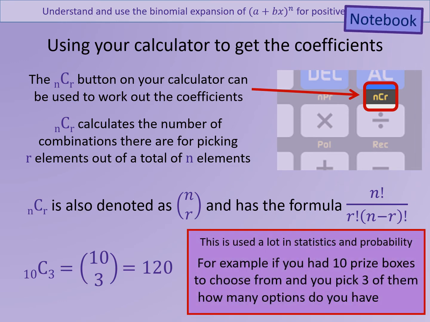Now, this idea of a factorial and combinations is used a lot in statistics and probability. We will use it 3 or 4 times throughout the course of the A-level for different topics. But an idea of when this would be used is, for example, if you've got 10 prize boxes in front of you and you're allowed to pick 3 of those 10 boxes, how many combinations are there for you to pick 3 out of the 10 boxes that are there? And it turns out that there are 120 different ways that you could pick 3 from those 10.